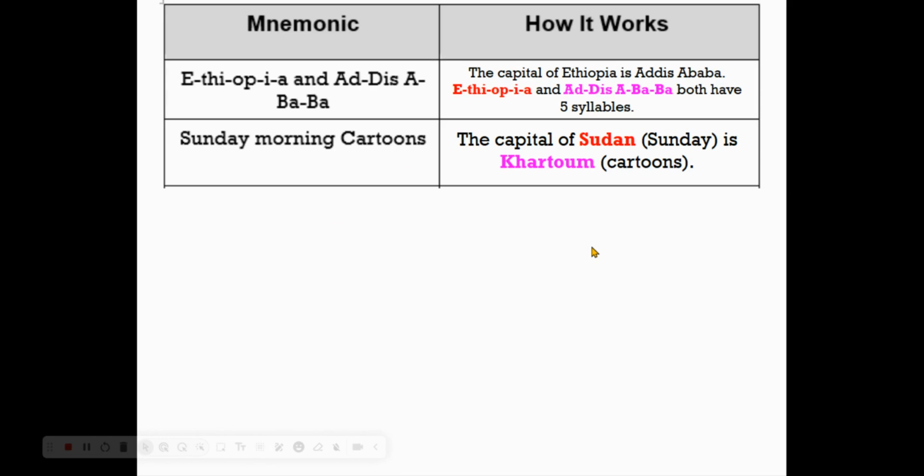Another mnemonic device that might help you on your map quiz is the mnemonic Sunday morning cartoons. So Sudan is one of the countries that you'll have to locate on your map quiz. Sudan vaguely looks like the word Sunday in our days of the week. And if you think about that event on Sunday morning where they play cartoons on various television stations, Khartoum, or cartoons in our mnemonic, is the capital city for Sudan. So Sudan's capital is Khartoum. If you can remember the mnemonic device Sunday morning cartoons, you should be able to convert those ideas in your mind and remember that Sudan's capital city is Khartoum.